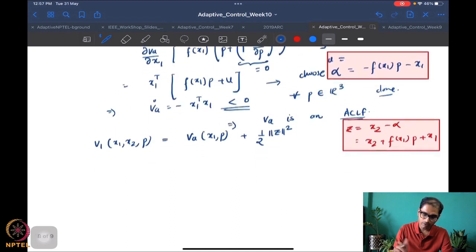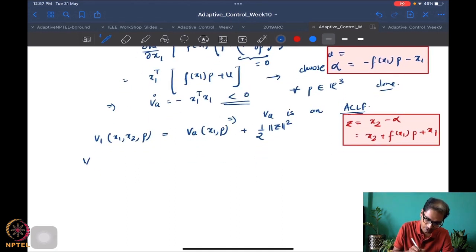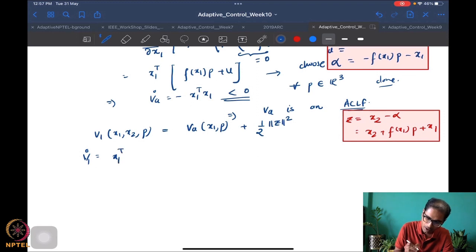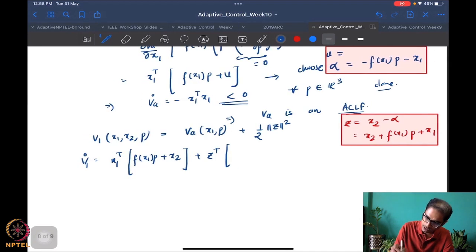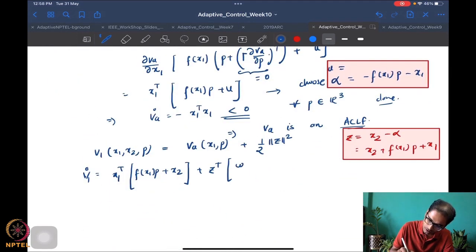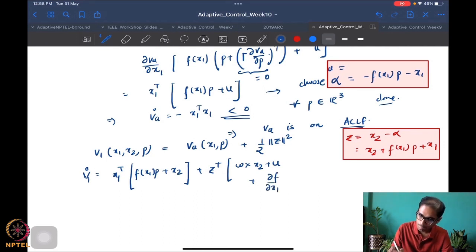Corresponding to this, how do I find the control? Just take the derivative. So V1 dot is basically V_A dot, which is X1 transpose X1 dot, and X1 dot is just F(X1, P) plus X2, plus Z transpose Z dot, where Z dot involves X2 dot, which is omega cross X2 plus U, plus del F del X1.